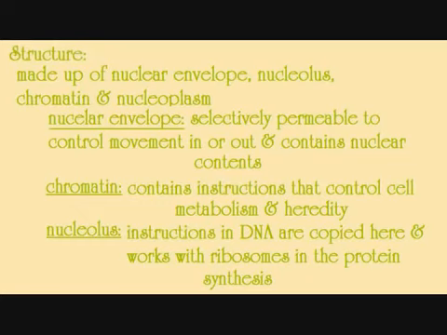The nucleus has subparts, namely the chromatin, nuclear envelope, and the nucleolus. The nuclear envelope is selectively permeable to control movement in or out of the nucleus and contains nuclear contents. The chromatin contains instructions that control metabolism and heredity. The nucleolus is the place where the DNA is copied, and it also works with the ribosomes in protein synthesis.